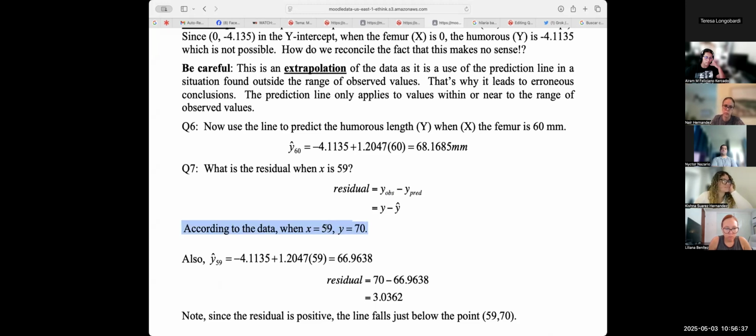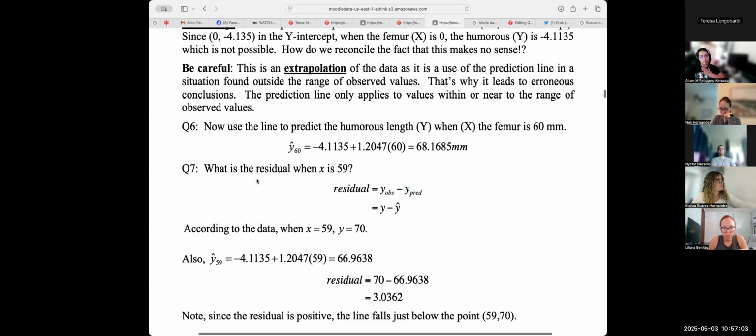So follow the steps. I have the observed, this one. I need to get this one. How do I get this one? How do I get the Y predicted? I get the line. So I'll give you the line, and then you put in the line the X value, 59, and you find the predicted, and then you subtract. Okay, so use these as a guide.